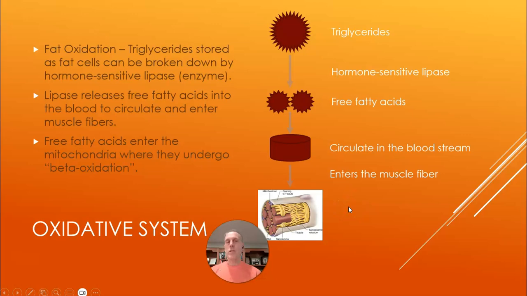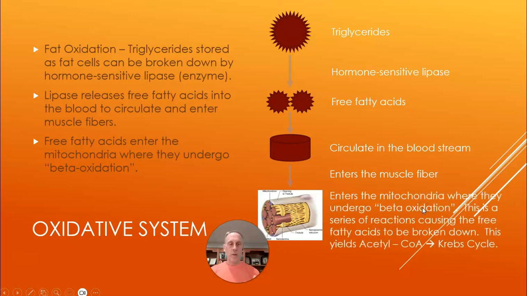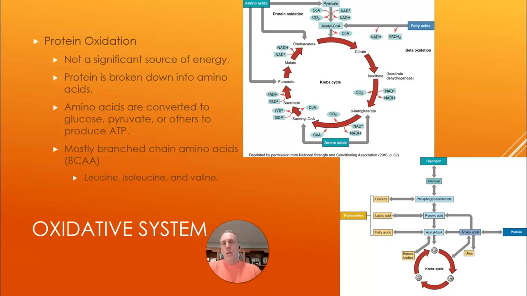So really what happens is you're taking these triglycerides and breaking them up into free fatty acids, and the free fatty acids then go into the muscle fiber itself, where the mitochondria takes them through a process of beta oxidation. This is a series of reactions that causes the free fatty acids to be broken down even further, and this yields acetyl coenzyme A. As we talked about previously, acetyl CoA is what goes into the Krebs cycle for fat oxidation, or beta oxidation.